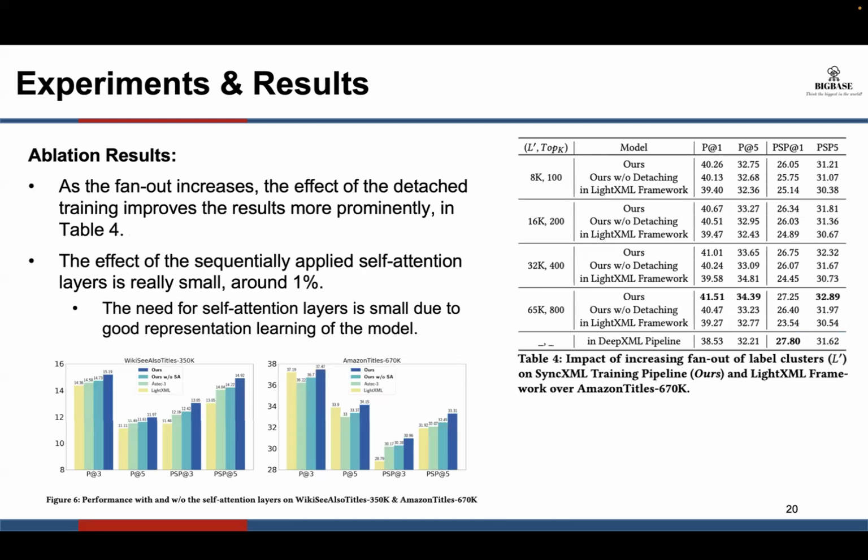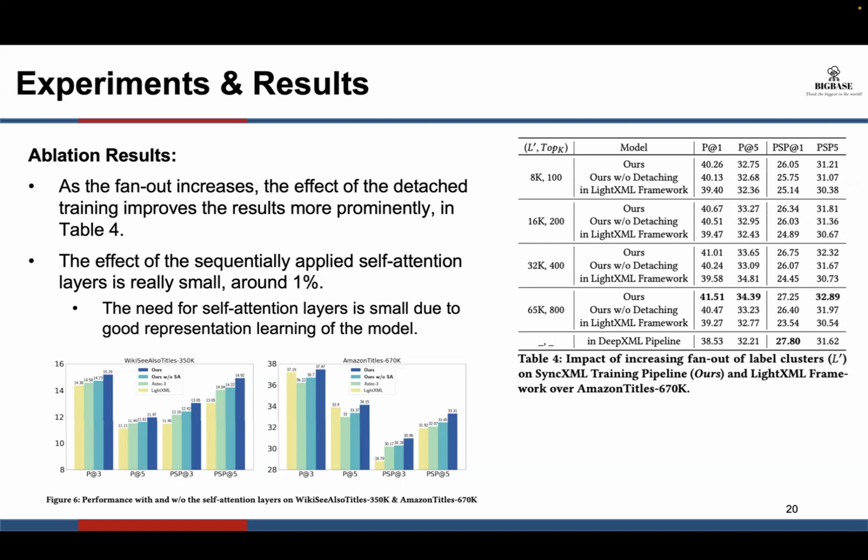And also SyncXML improves upon the hard negative mining technique proposed in LightXML. Here in table 4, we can see that as the fan out increases, the effect of the detached training improves the results more prominently. This can be because as the fan out increases, the extremeness of the meta task increases as well, and the representations learned by the encoder for the meta task help the extreme task more when the gradients are reattached during training.